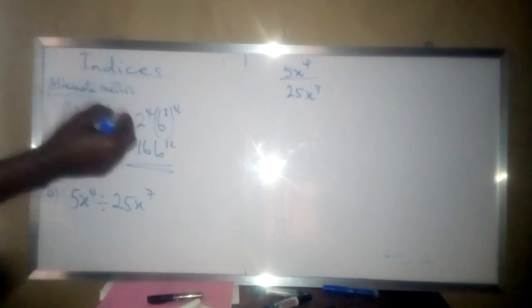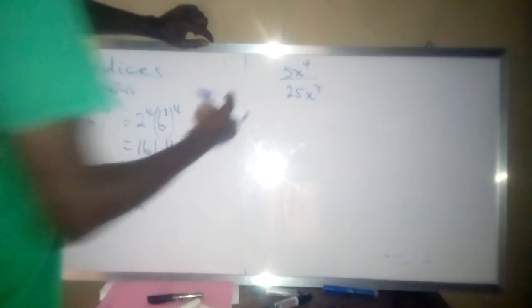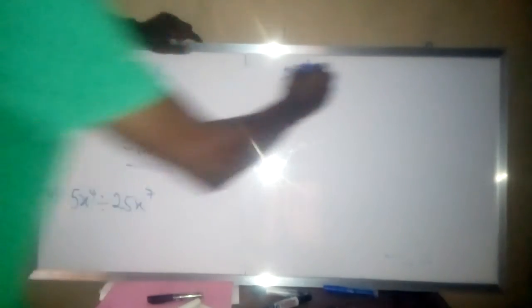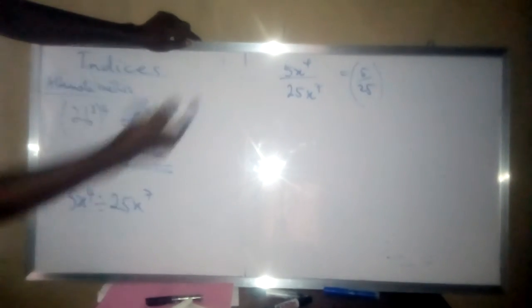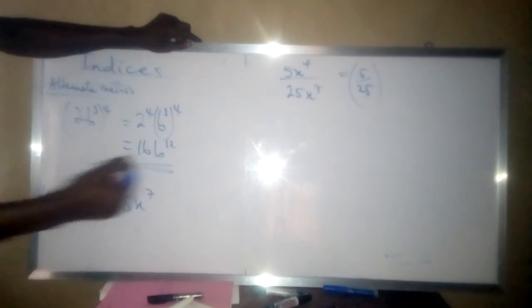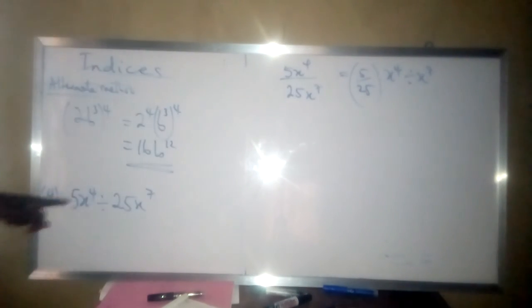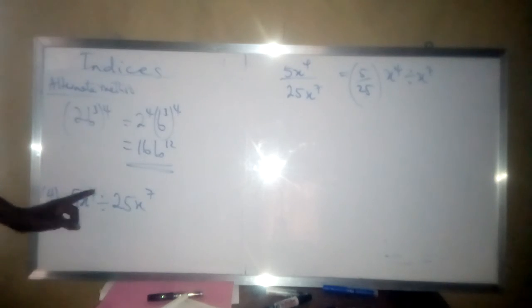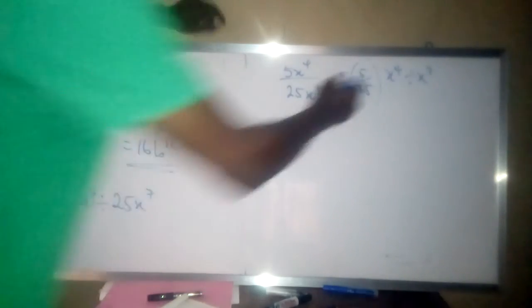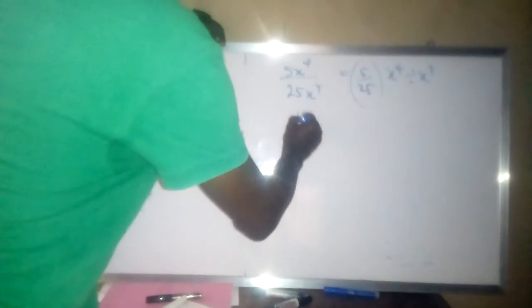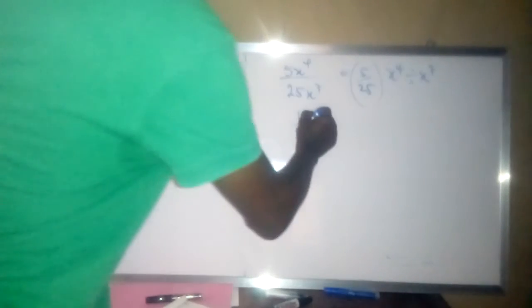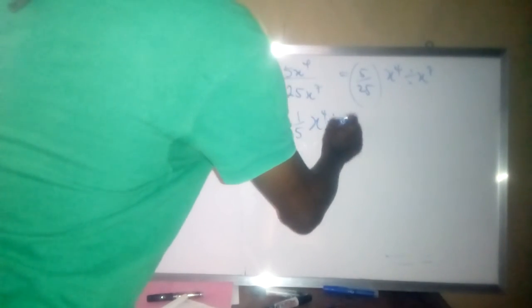Okay, so with that, it depends on how you want to, you can write it like 5 all over 25. Notice 5 over 25, picking out the numbers there, then you have x raised to the power 4 divided by x raised to the power 7. Do you agree with me here? So 5 over 25 is what? 1 all over 5, then x raised to the power 4 divided by x raised to the power 7.